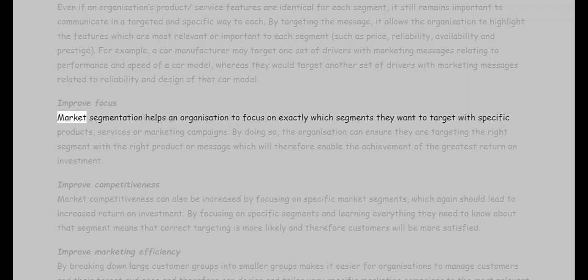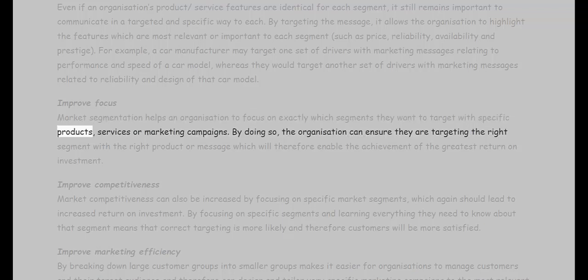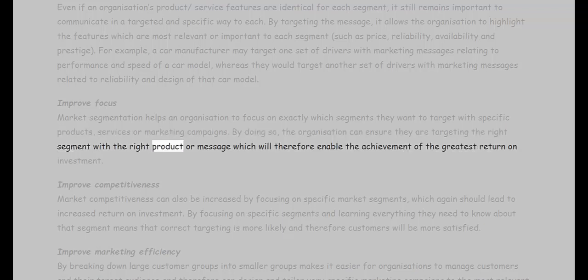Improve focus. Market segmentation helps an organization to focus on exactly which segments they want to target with specific products, services, or marketing campaigns. By doing so, the organization can ensure they are targeting the right segment with the right product or message, which will therefore enable the achievement of the greatest return on investment.